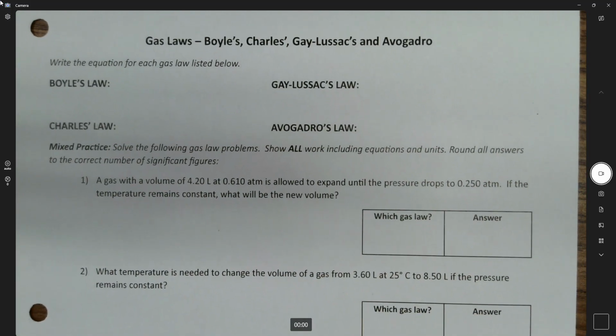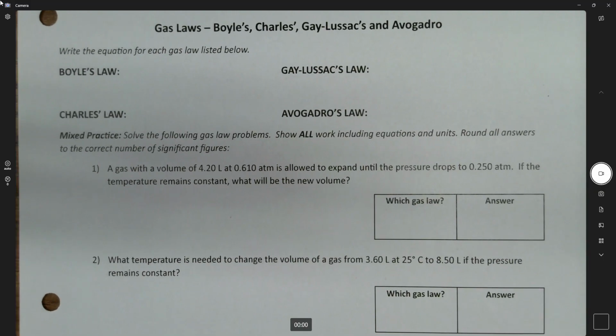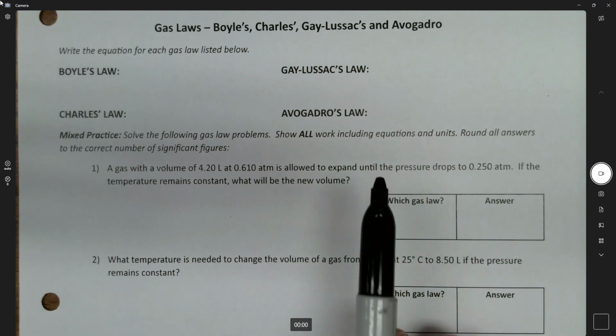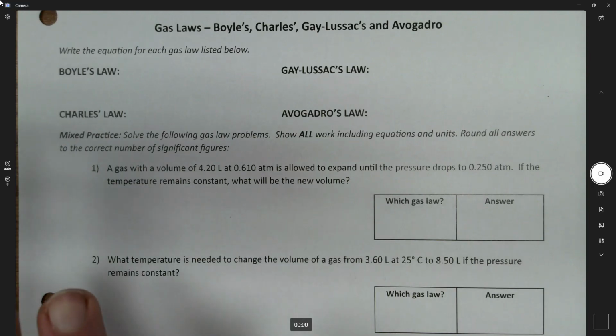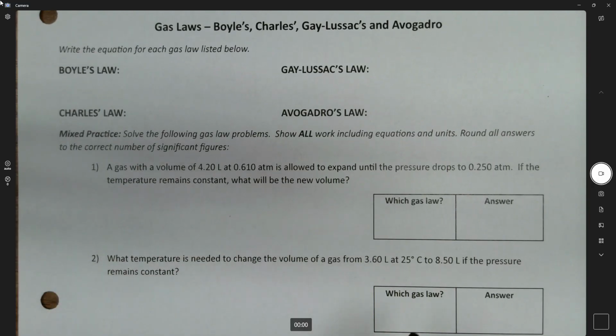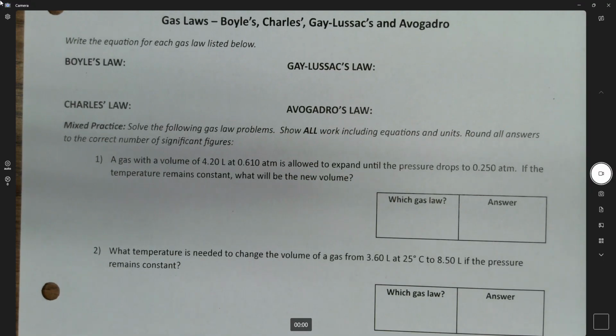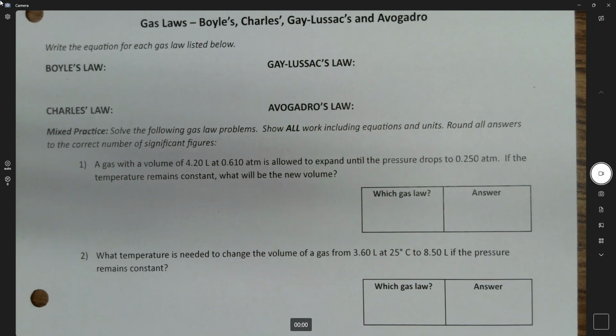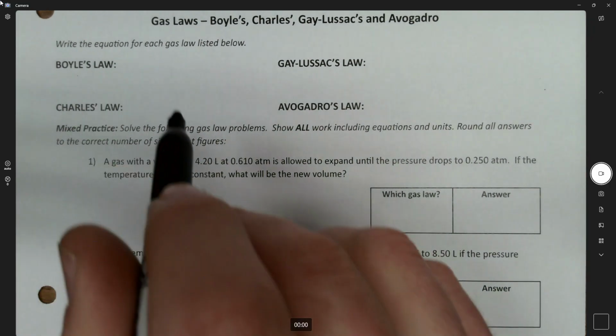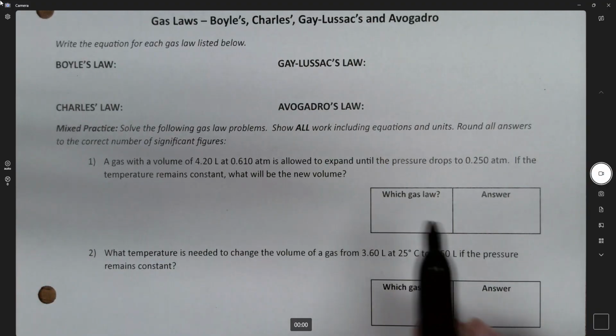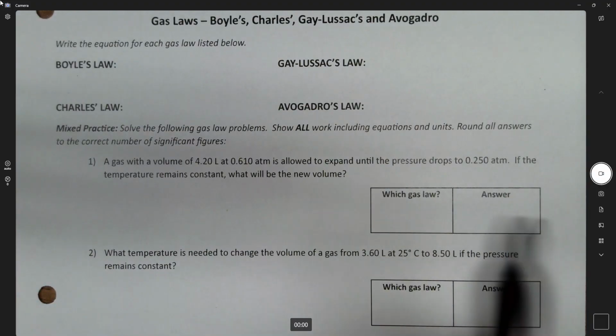Because our mixed practice says, solve the following gas law problems. Show all work including equations and units. Round all to the correct number of sig figs. Let me show you what I want to see on your paper. Now I'm going to write really big on mine, so I'm going to run out of space really quickly. That's why I have the extra sheet of paper. If I'm looking at question 1, I have my question. I'm about to identify what law I used in my final answer.